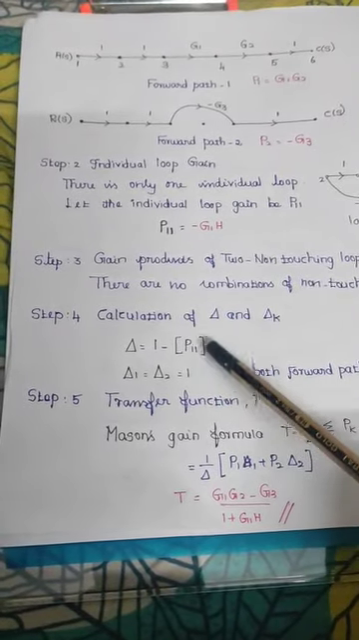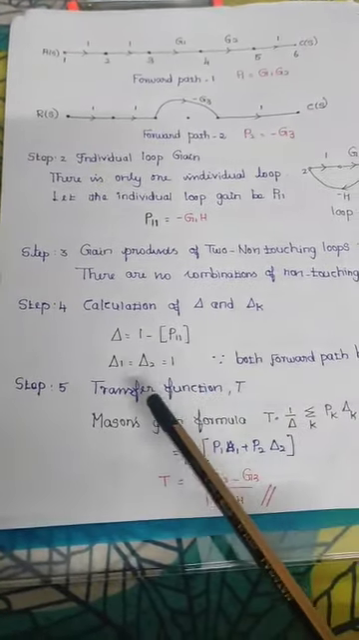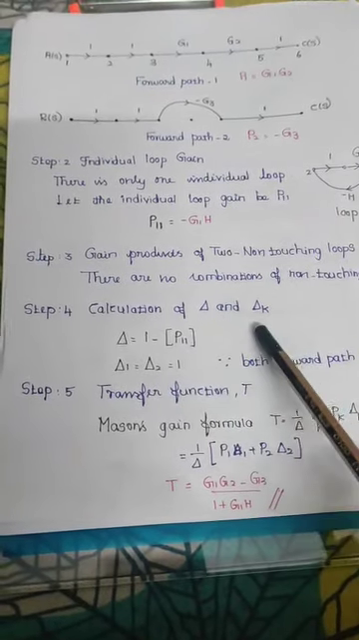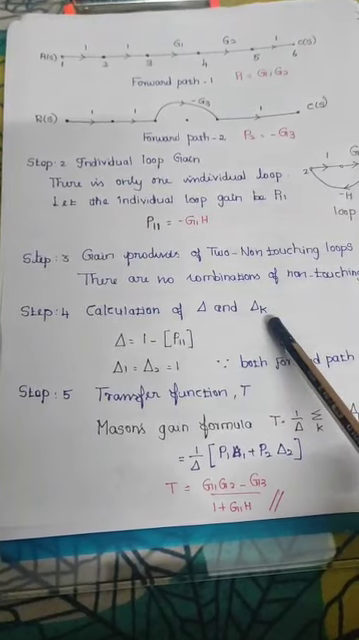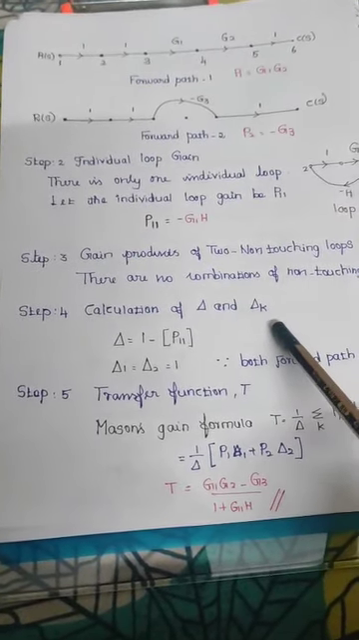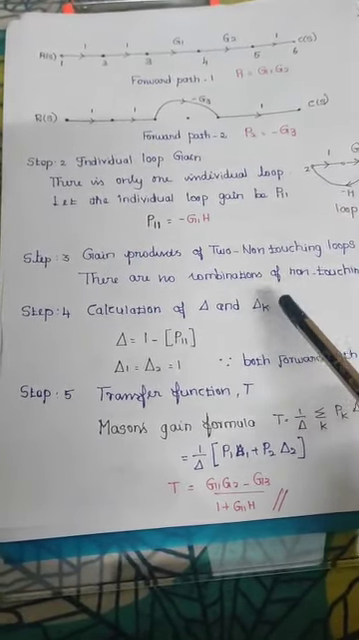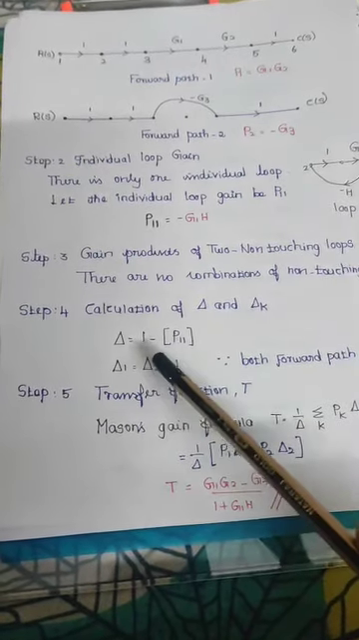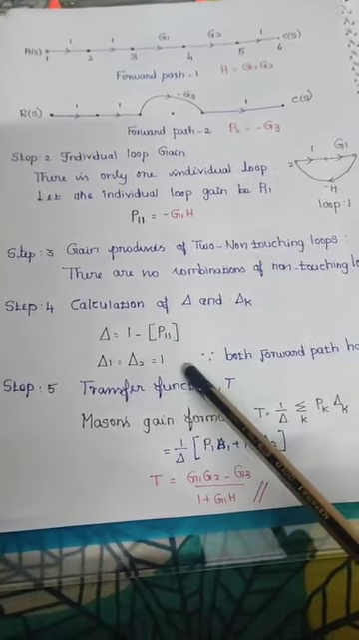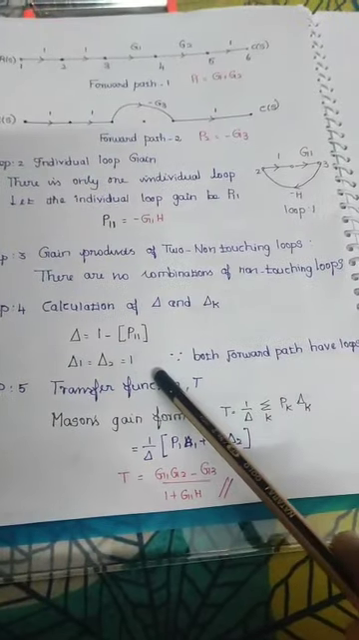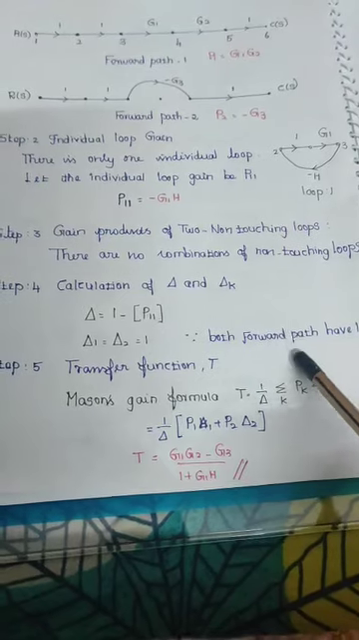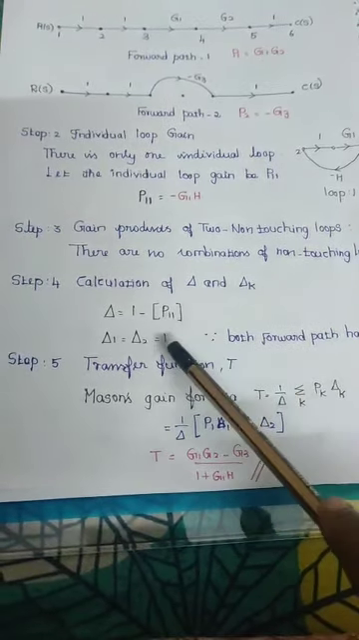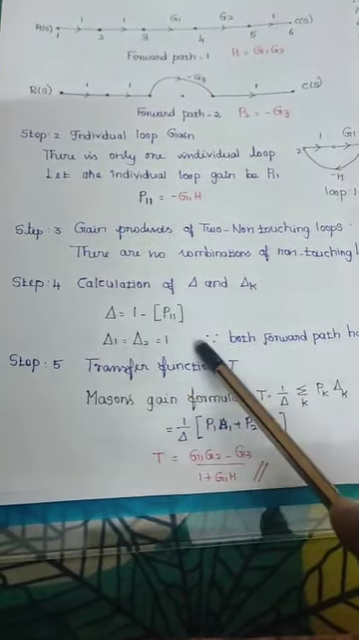So del is 1 minus P11. And how will you find del 1 and del 2? We know that del k, suffix k is the forward path. In this problem, the value of k is 2. So del 1 and del 2 become 1. Why is this value 1? Because we have two forward paths, and neither forward path has loops that are non-touching. Therefore, we represent that as 1.